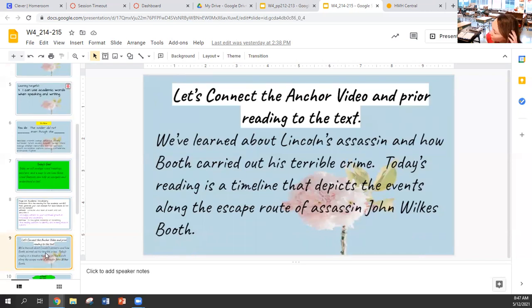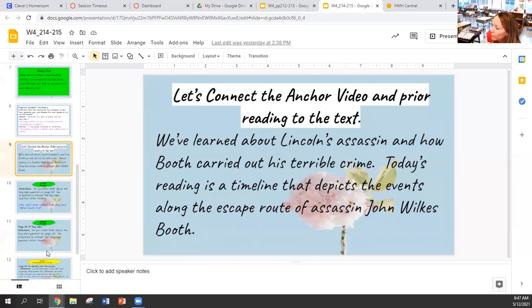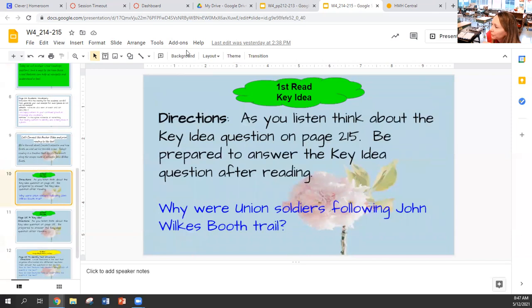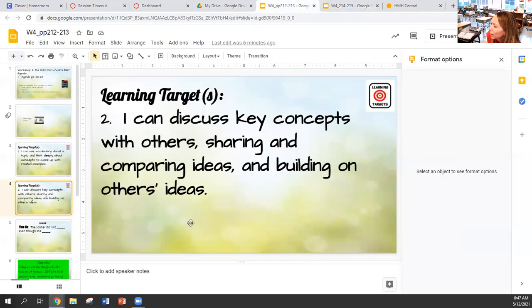Let's connect the anchor video and prior reading to this text. We've learned about Lincoln's assassination and how Booth carried out his terrible crime. Today's reading is a timeline that depicts the events along the escape route of assassin John Wilkes Booth. So, okay, let's take a look at those pages. Let me pop it up.